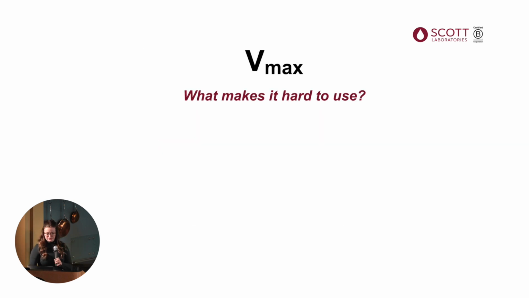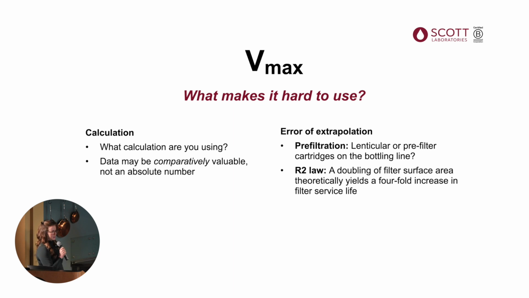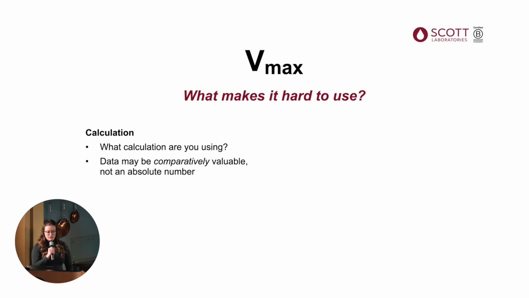So what makes it hard to use? First up is the calculation. So, as we mentioned, what calculation are you using? There's a bunch out there. And this means, do you know what calculation your lab is using? Do you know if you're using the same calculation over time, or have there been different calculations that have been employed? So if you are using the same calculation over time, your data may be comparatively valuable, but not necessarily as an absolute number. And that just means, like, if one number is significantly higher or lower than your traditional good numbers, that might tell you something, but what does it tell you?